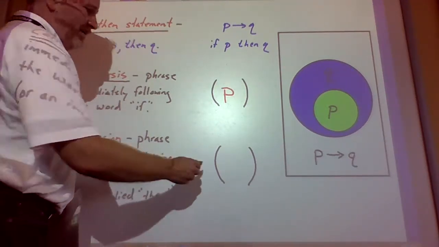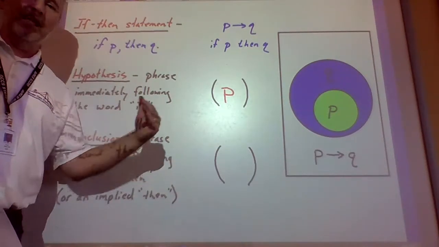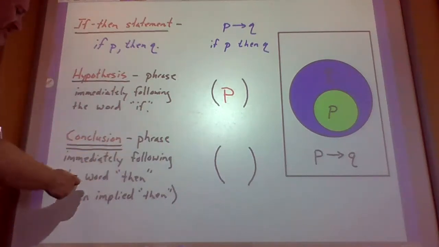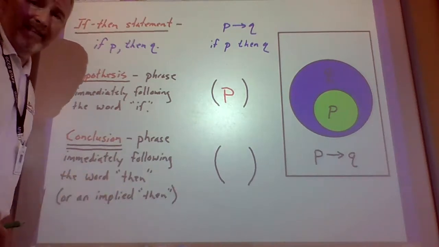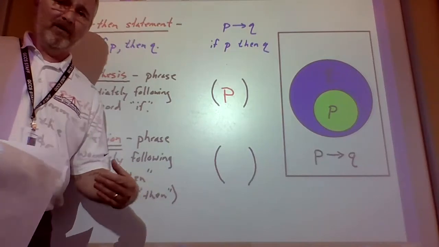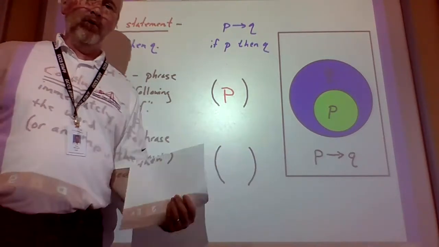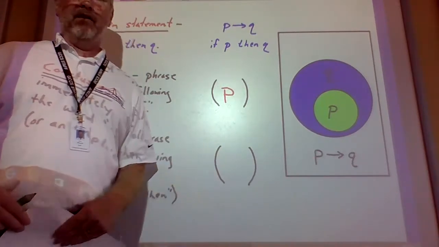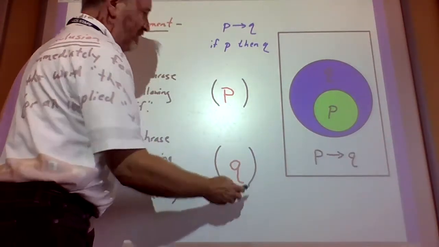And the conclusion, most people are familiar with the conclusion. That's what happens at the end, or that's what we want to happen if this other thing happens. So the conclusion is the stuff immediately following the word then or an implied then. Sometimes people don't talk like a robot. They don't say if blah blah blah, then blah blah blah. They don't speak like that. They just speak more normally, and they don't always say the then every time. There's an implied then. But the conclusion is represented by the letter Q.